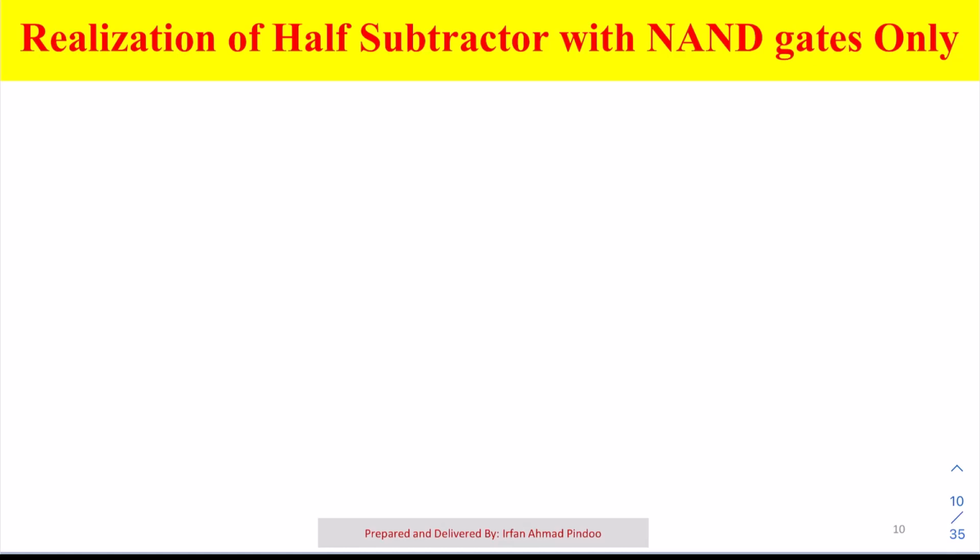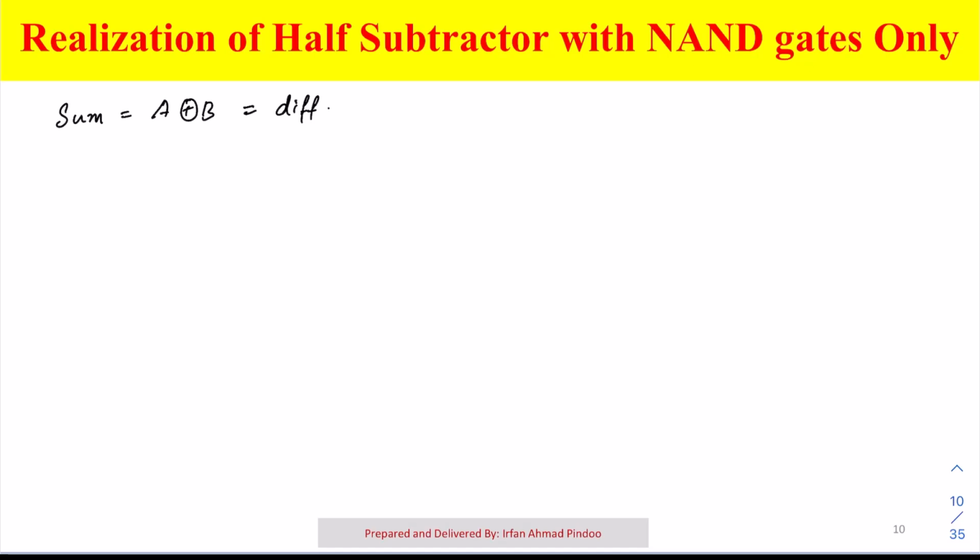Welcome back, students. In this video we will talk about realization of half subtractor with NAND gates. If we compare the equations of difference and sum, we will see that the equations are the same. The sum equation for half adder is given as A XOR B, and the same equation is for the difference also.